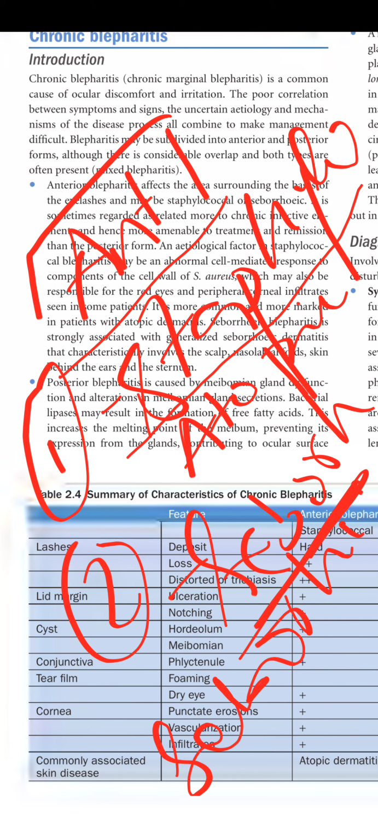Staphylococcal blepharitis is basically the condition in which the patient has a sensitivity to a component of Staph aureus, which is normally present on the skin, and this causes the blepharitis. Such patients usually also have a condition known as atopic dermatitis.